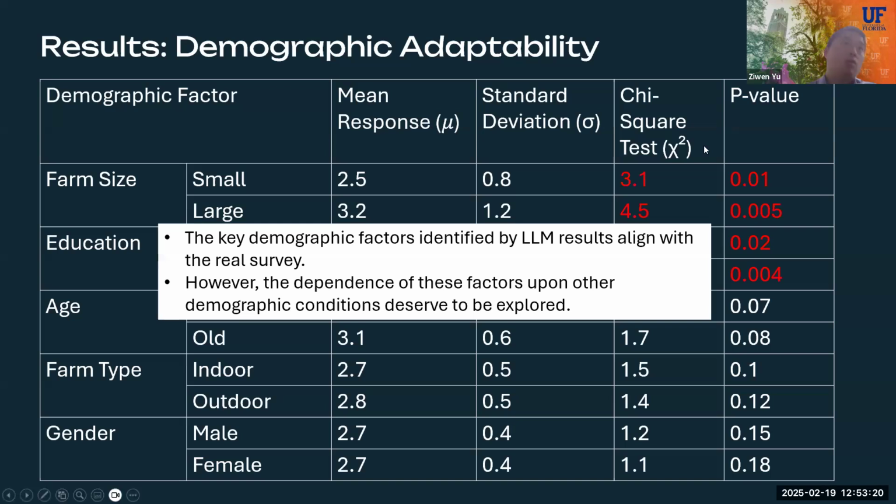So from these results, we can see that the key demographic factors can be identified by LLM and the results align with the real world survey. But right now we are changing these factors independently. However, we are very interested to see how they depend on other factors under some demographic conditions. For example, if we choose a representative demographic group and change one of the factors, will the answer change, and will the perspective difference be represented by LLM?